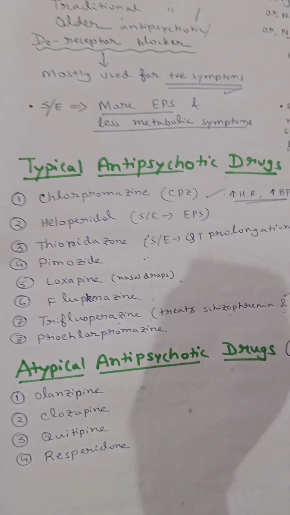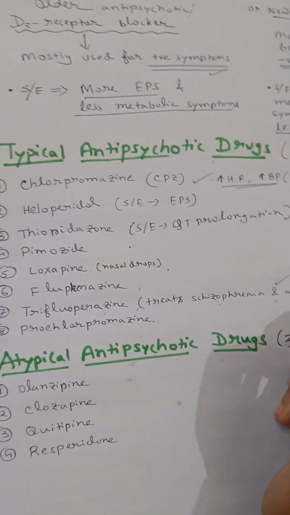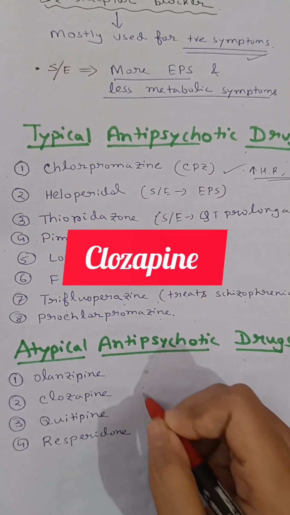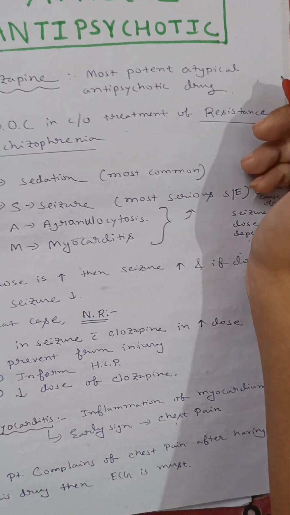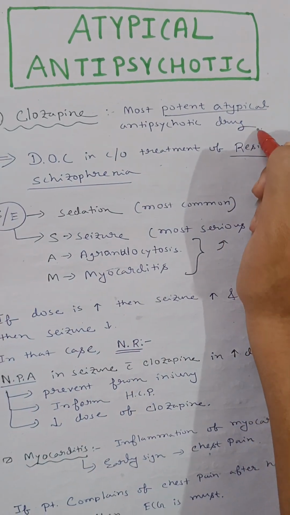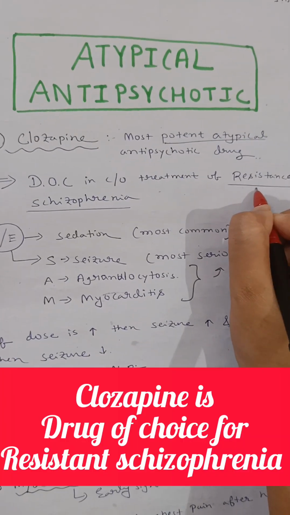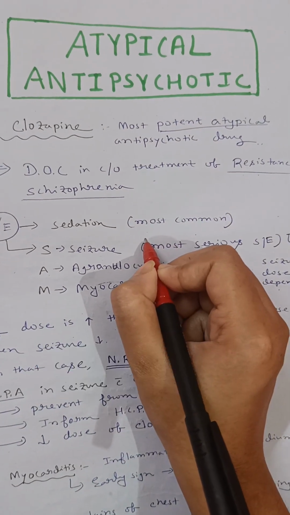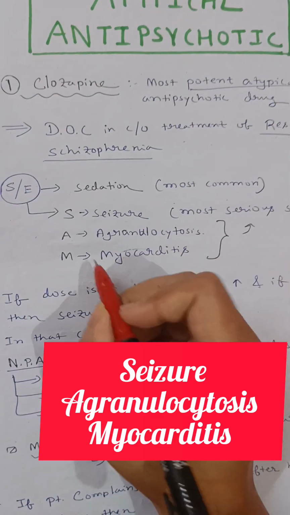Now the atypical antipsychotic drugs, also known as the second generation drugs. The most important are olanzapine, clozapine, quetiapine and risperidone. Here are some key points regarding clozapine. Clozapine is the most potent atypical antipsychotic drug for the treatment of resistant schizophrenia, but there are some side effects. Sedation is the most common side effect, and for the other side effects you can use the mnemonic SAM.